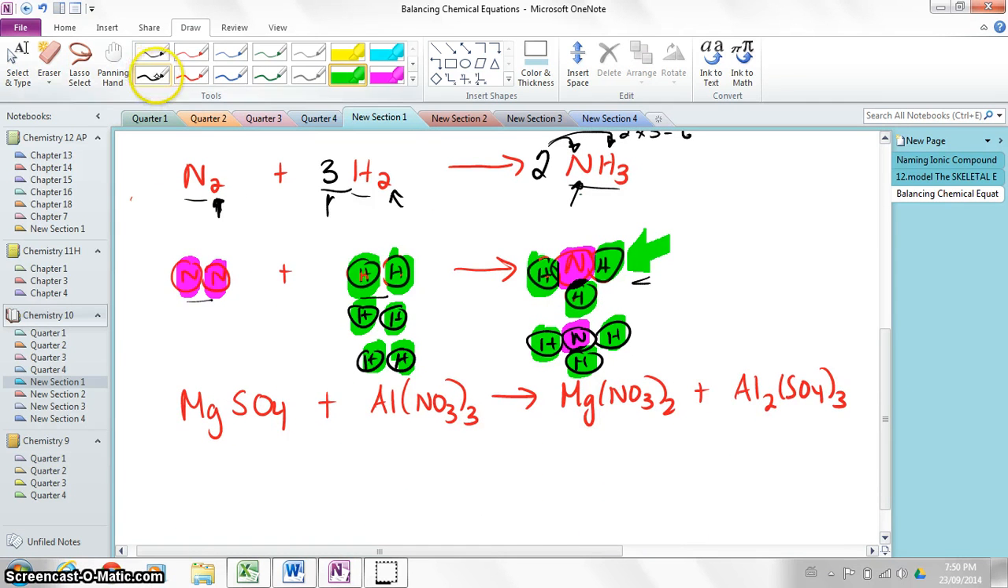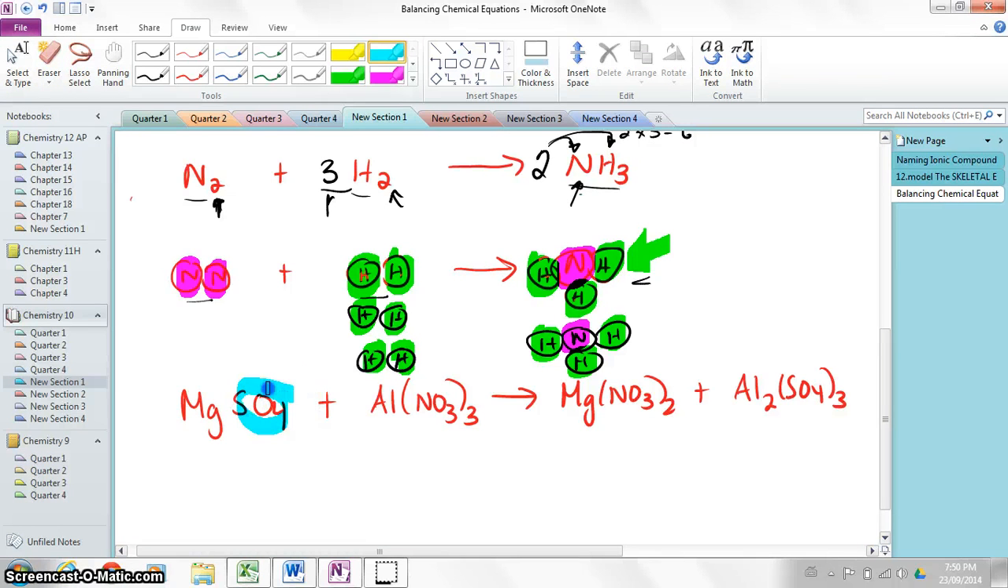Okay, let's look at this equation. A little bit more complicated, but take a deep breath. It's all going to be good. This is a little bit more complicated because it has polyatomic ions in it. A nice way to solve a chemical reaction or balance it when it has polyatomic ions in it is just to treat the polyatomic ions as separate entities.